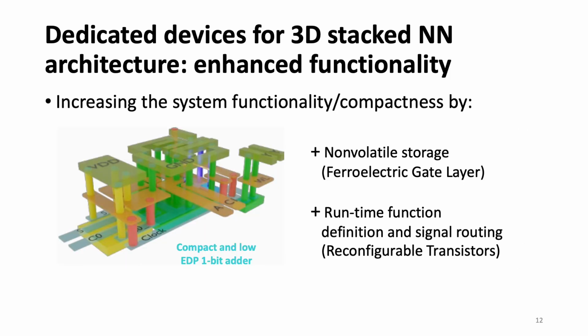To increase the system functionality even more, we looked into two different additional device types which can be added to the vertical nanowire platform. The first one is the ferroelectric FET. By incorporation of a ferroelectric hafnium oxide based gate layer, a non-volatile storage element can be added to the gate stack of individual nanowires. This can be used as embedded memory in logic elements or to store synaptic weights.